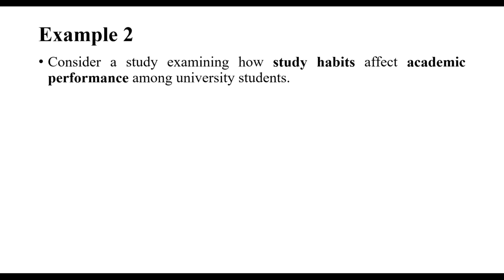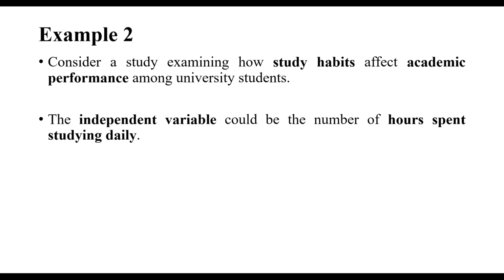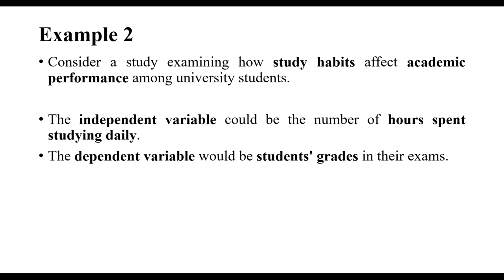Example number 2. Let us consider a study examining how study habits affect academic performance among university students. The independent variable here is the study habits, which can be measured on the hours spent studying daily. You may want to check study habits based on the hour students spend studying on daily basis. We want to see how studying hours, a certain number of hours daily, can change students' grades in their exams.